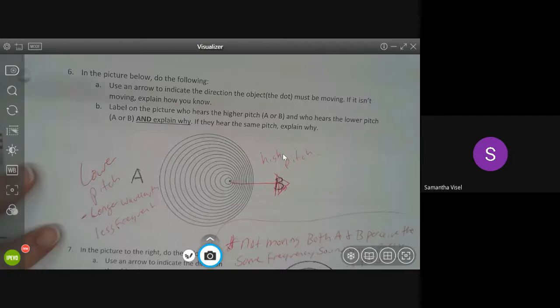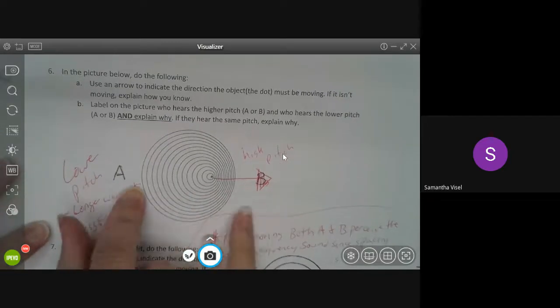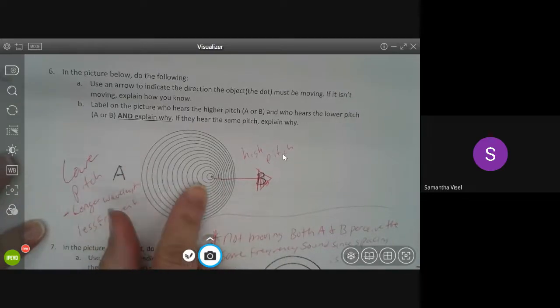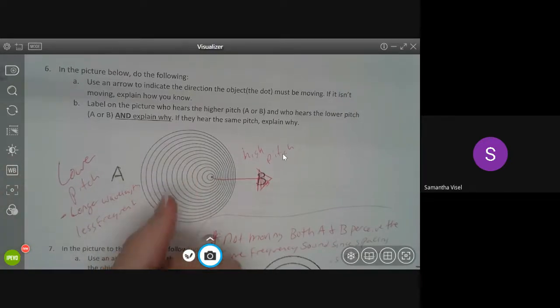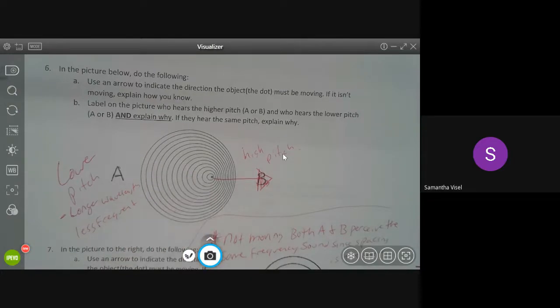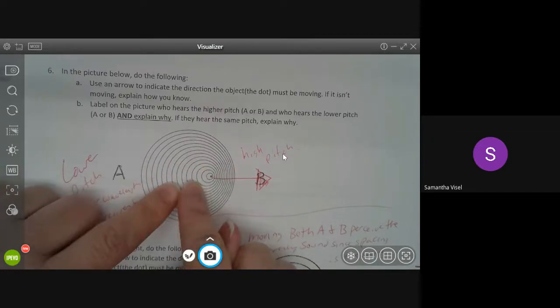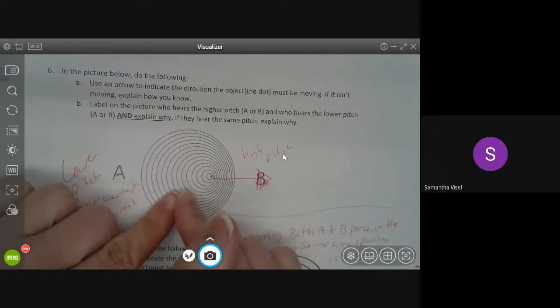Okay, so in our first problem, here we have object, or in this case a person A, person B, and we have something that is emitting sound that is moving. And so you're asked to draw an arrow to indicate the direction that the object has to be moving, and if it's not moving, explain why it's not. So whenever something emits sound, and it's not moving, it's going to emit sound evenly in all directions. If something starts to move, it's going to compress those sound waves in the direction that it's moving.